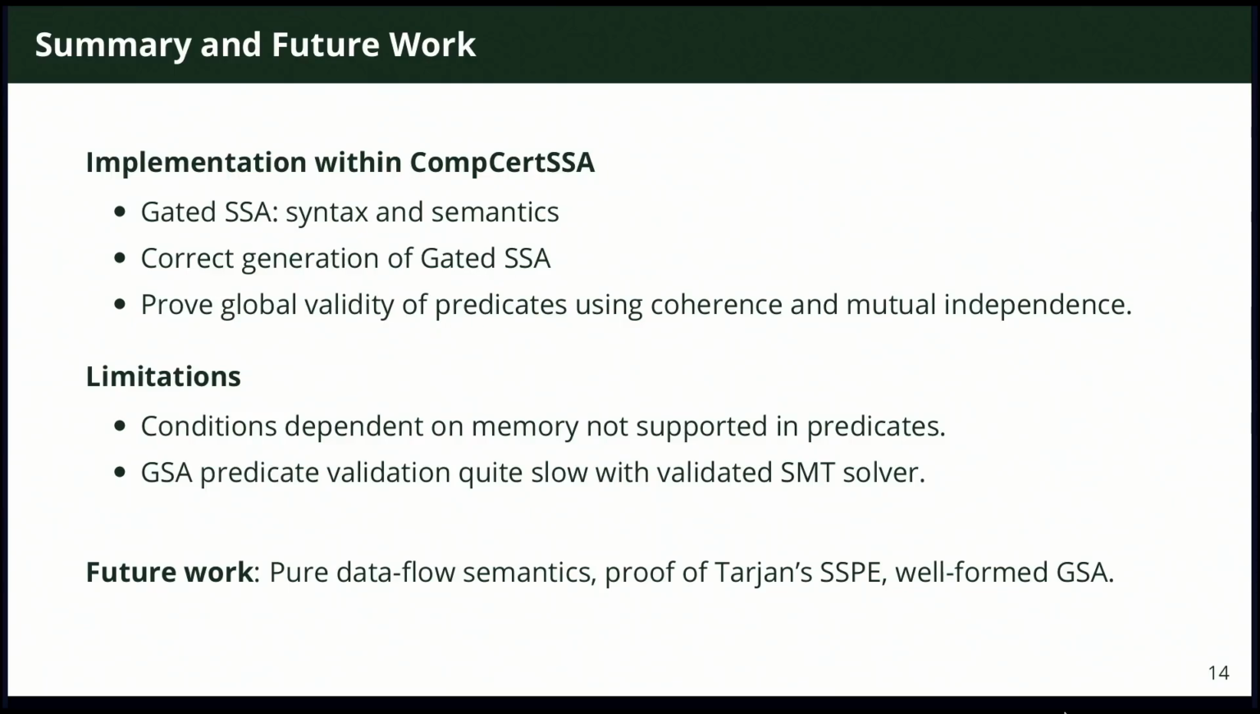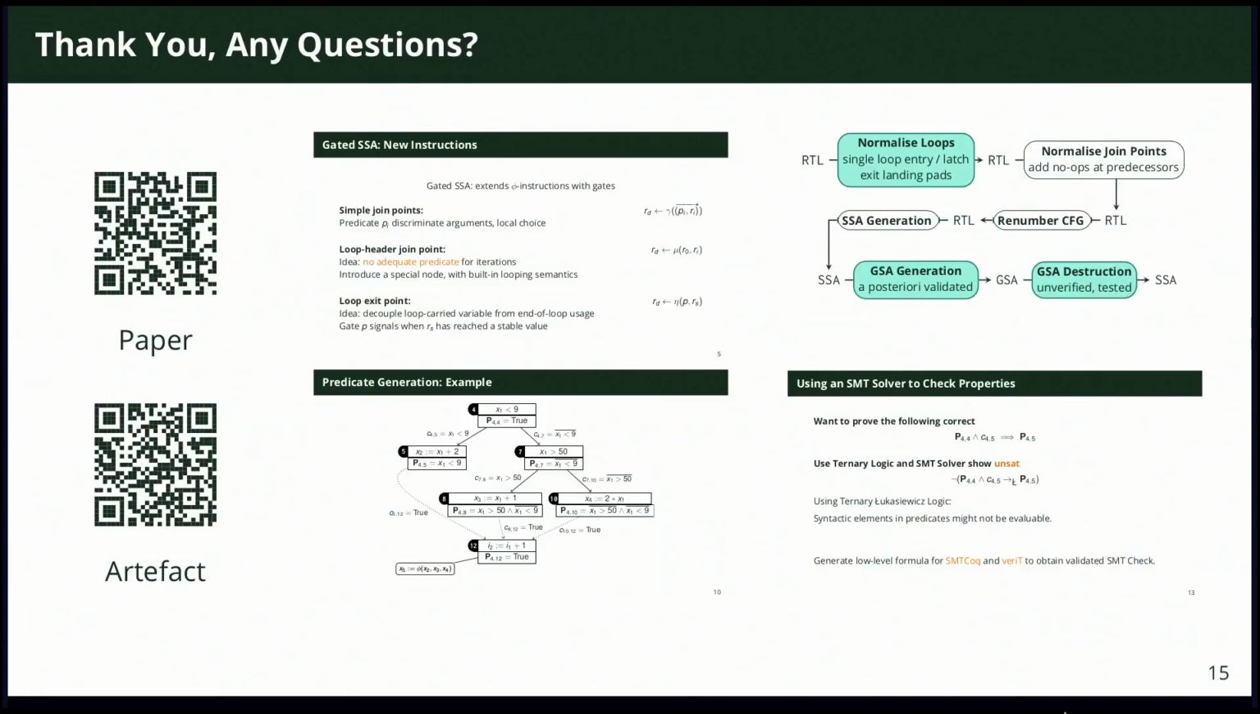And finally, we'd like to prove some stronger properties about GSA. Currently, we just have correctness of generation, but there are some more structural properties we'd like to prove at some point. So thank you.